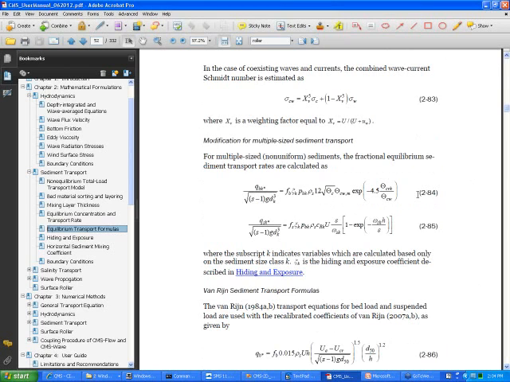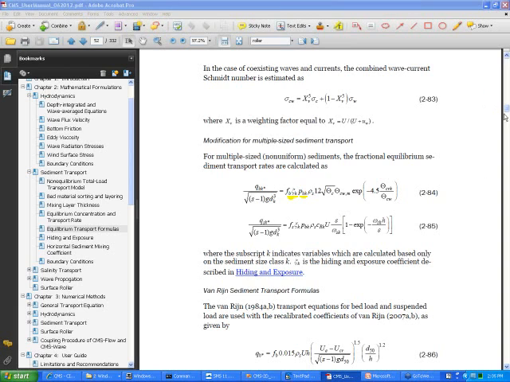Last year we published research on this and validated an extension of the Lundstrom formula for multiple grain sizes using this approach here, where we include a correction for hiding and exposure, which is this parameter here, and another correction for the sediment availability, so how much of that size class is on the bed.